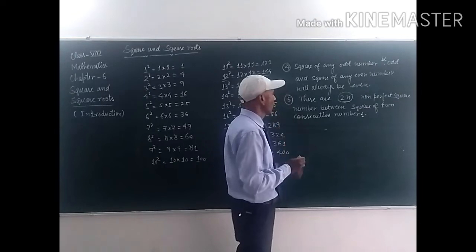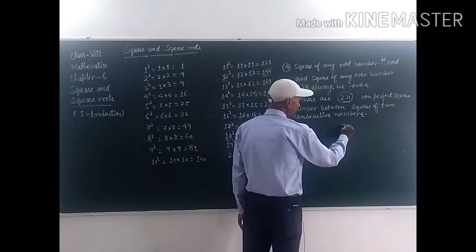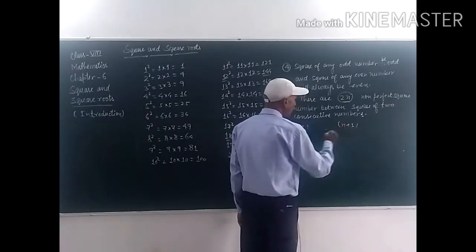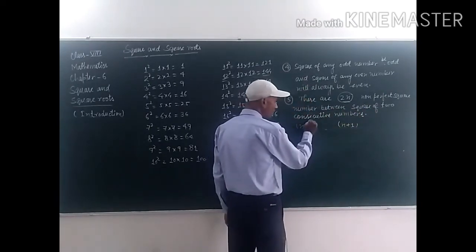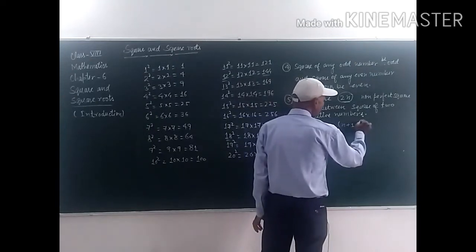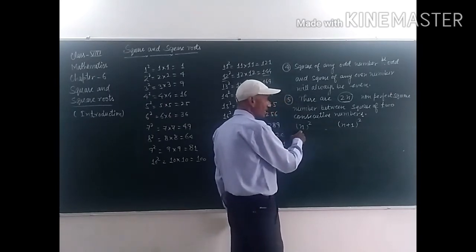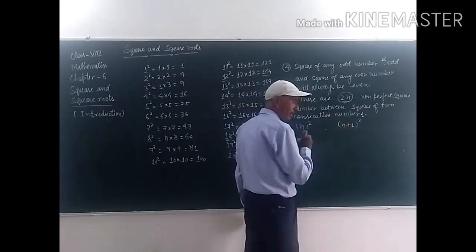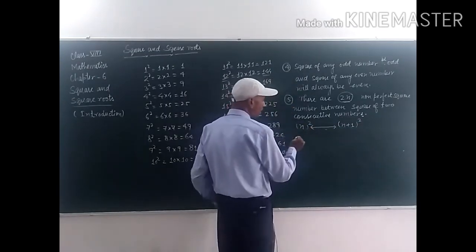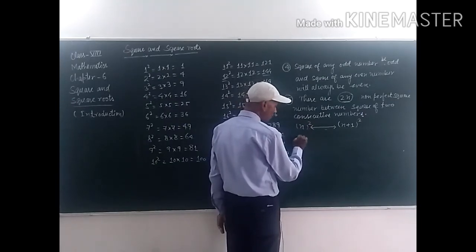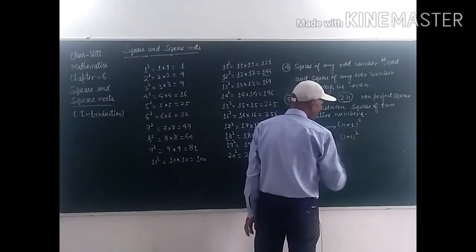Clear, student? So, if we take a number n, then the next number will be n plus 1. So, the perfect squares of these two consecutive numbers: first number is n, so the perfect square of n, and this one the perfect square of n plus 1. Because these are consecutive numbers, if the first number is n, then the second number will be n plus 1. So, square of n and square of n plus 1. For example, student, if n is 3, so square of 3 and square of 3 plus 1. Clear?